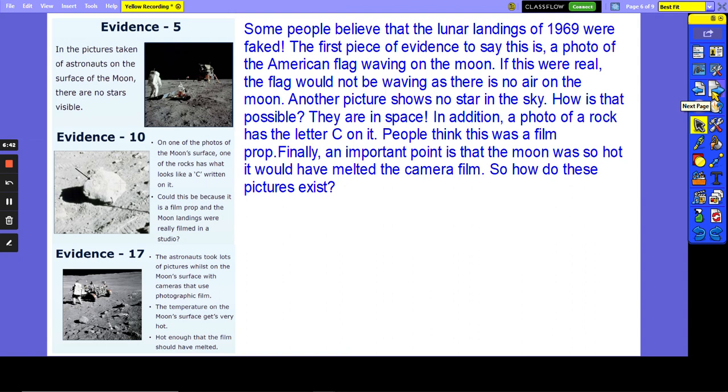I suggest now you pause the video and you write your own paragraph about how the lunar landings were faked. You might want to use the same evidence, you might want to use different evidence. That is up to you. When you've done that, you can play the video again and we will talk about the next section about the lunar landings being real.